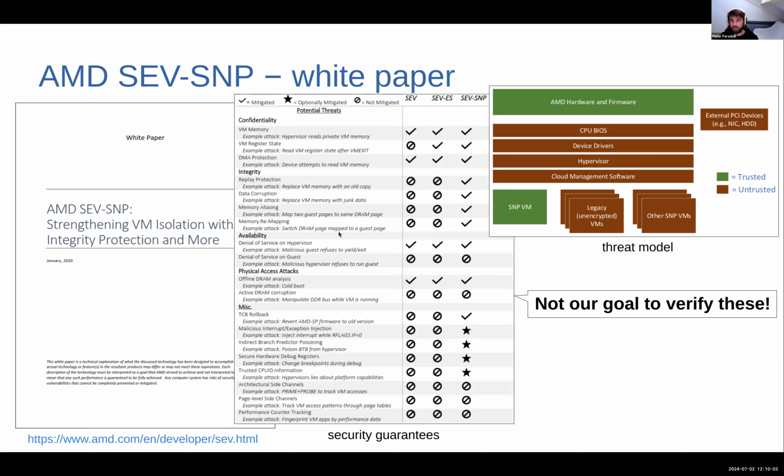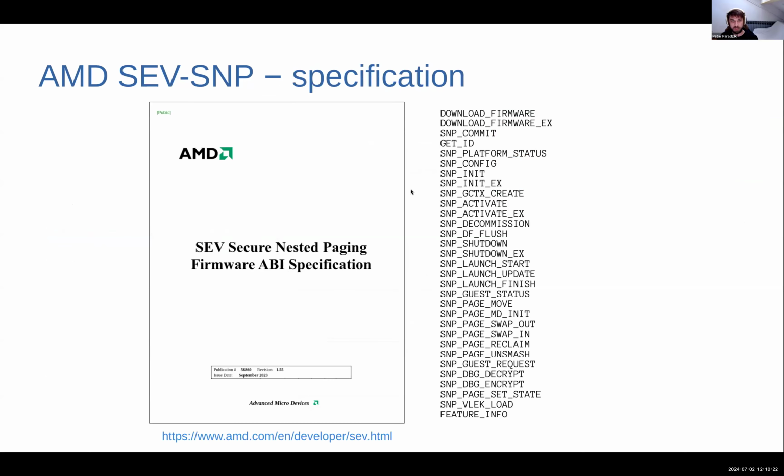Okay, now that's great, but we are not very interested in verifying these security guarantees. We assume that all of them hold. We are more interested in what kind of security properties are provided to those that use this software interface. So we are more interested in the following document. This is the official specification of the SNP software interface.